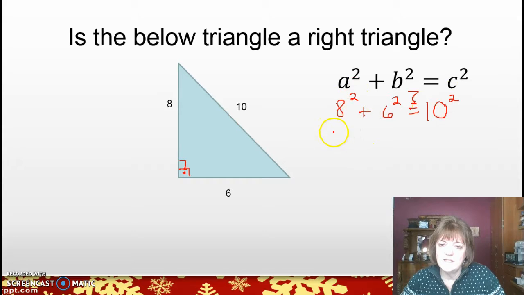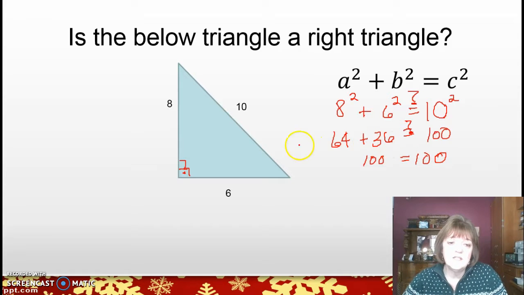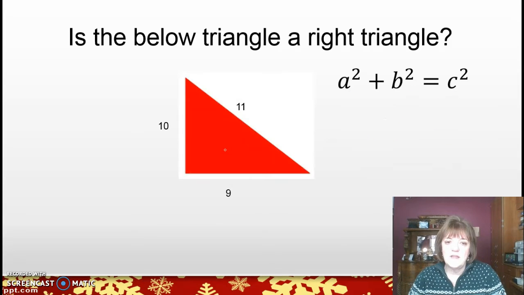8 squared is 64. 6 squared is 36. And 10 squared is 100. So, if you add together 64 and 36, do we get 100? I think so. We do, don't we? So it is equal. That was supposed to be a question mark there, too. We weren't sure. But it is equal. 100 equals 100. So this is indeed a right triangle. So we tested it. Let's do another one.